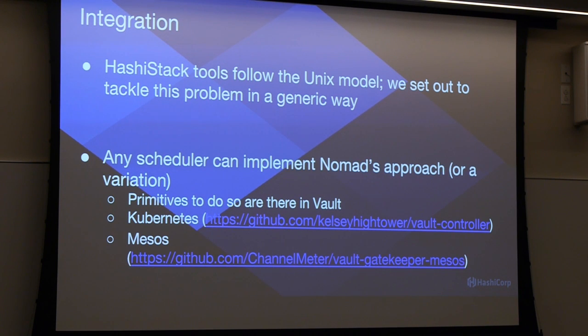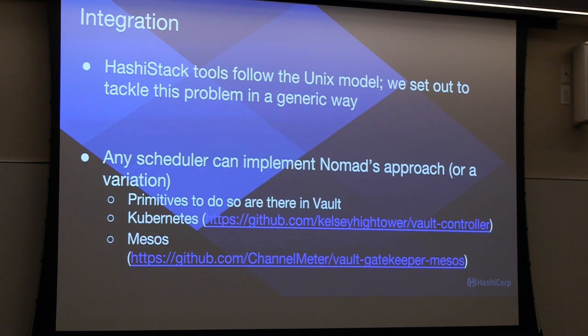If you don't know HashiCorp tools very well, we follow the Unix philosophy. We're pretty agnostic, even though we have tools that sometimes compete with other things in the space. We tend to be very agnostic to technology. We like to have each tool do one thing and do it well, and not require all-in-one sorts of things. As a result, everything is in the public API, so any scheduler can do this.